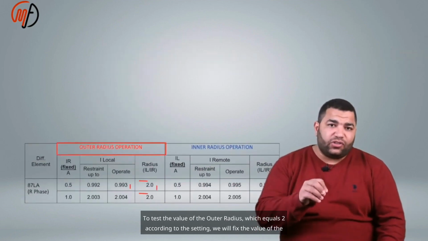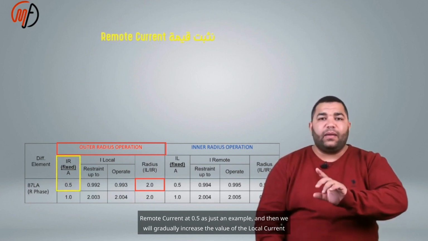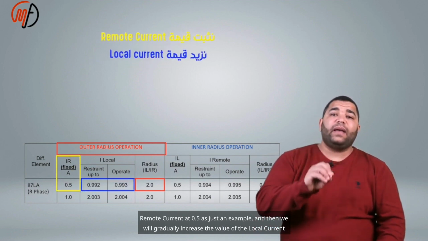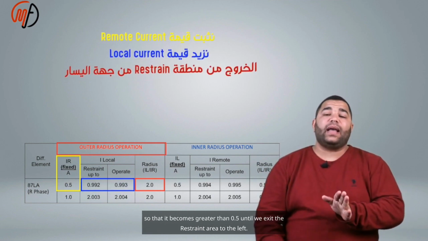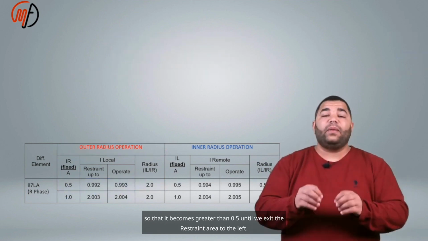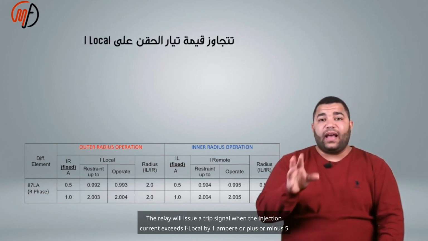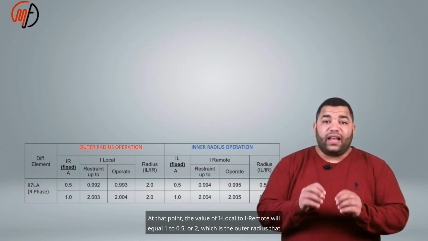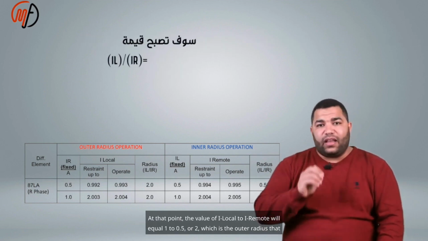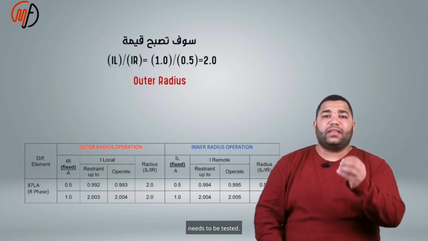To test the value of the outer radius, which equals 2 according to the setting, we will fix the value of the remote current at 0.5 as just an example, and then we will gradually increase the value of local current so that it becomes greater than 0.5 until we exit the restraint area to the left. The relay will issue a trip signal when the injection current exceeds I local by 1 ampere, plus or minus 5% of it. At that point, the ratio of I local to I remote will equal 1 to 0.5, or 2, which is the outer radius that needs to be tested.